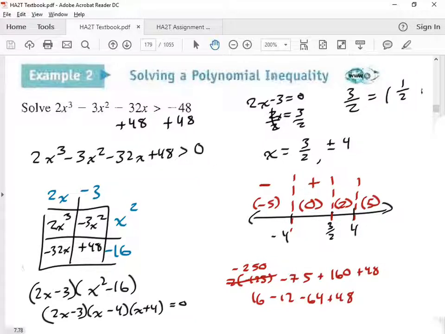Ooh, that one's pretty close. I don't know. Let's add our negatives and then compare. That would be negative 76. And the positives would be 48 and 16, that would be 64. All right, positives lose. So our answers will be negative.